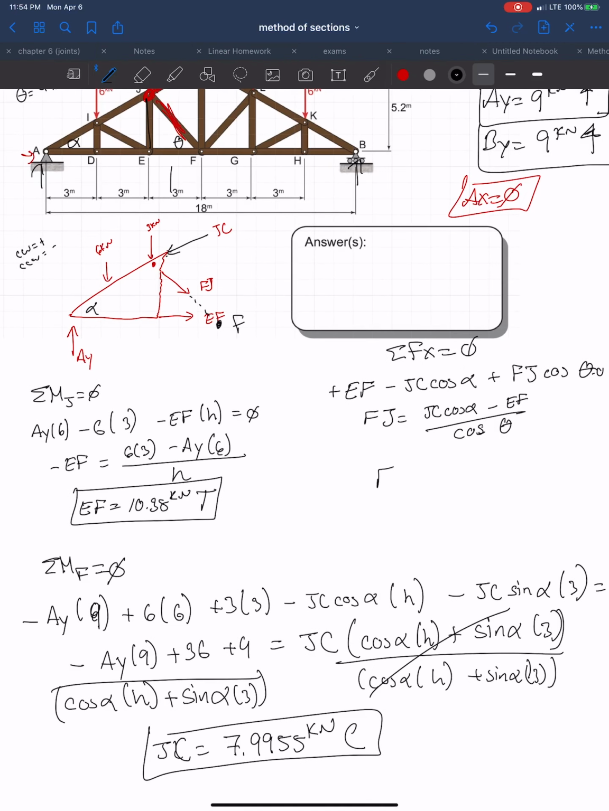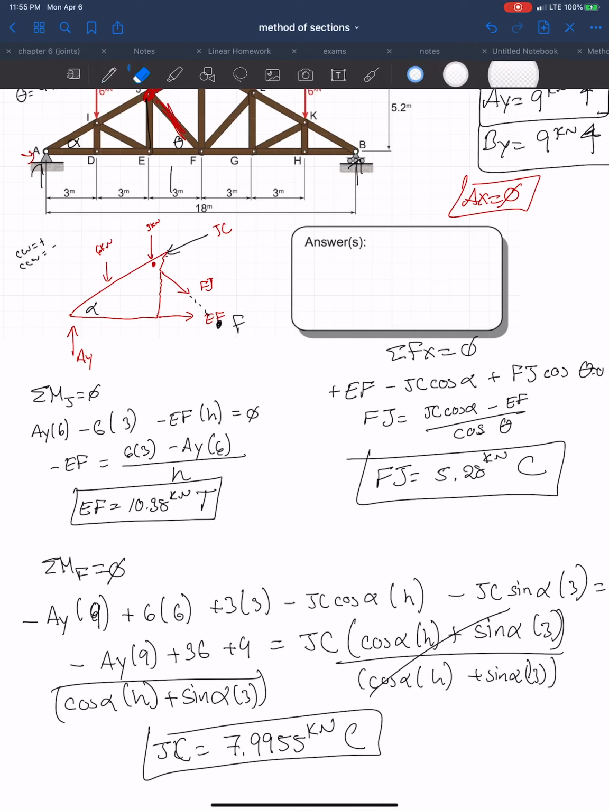Okay, anyways, so plug that into your calculator. You should get 5.28-ish. And that was also negative, so we're going to go ahead and change that in our diagram. It's actually going to be pointing in. It's going to be in compression. So we have 2 compression and 1 tension.